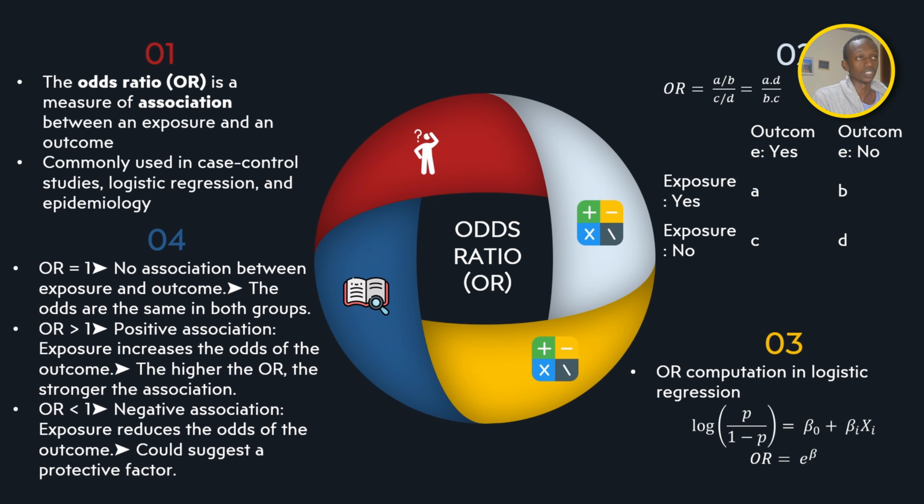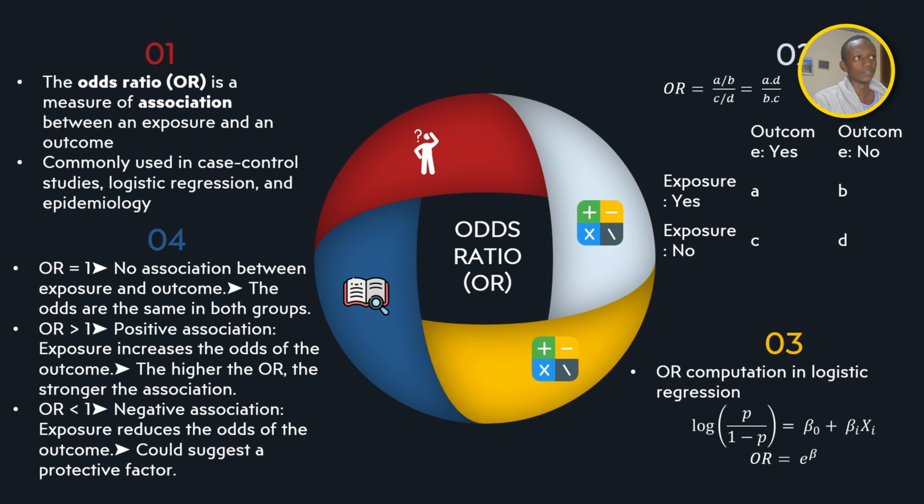When we get an odds ratio equal to 1, this means that there is no association between the exposure and outcome, and that the odds are the same for both groups. So the odds of the event occurring in group A is the same as the odds of the event occurring in group B. But when we get an odds ratio greater than 1, this means that exposure increases the odds of the outcome. The higher the OR, the stronger the association. So if we get an odds ratio greater than 1, we'll be saying that the odds of the event occurring in group B is greater than that occurring in group A by this much.